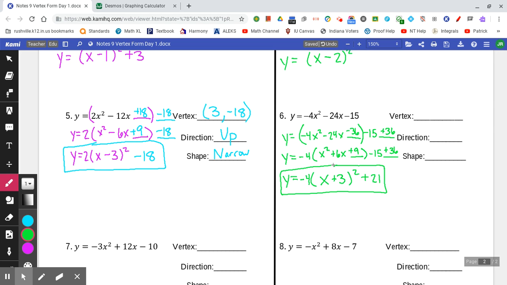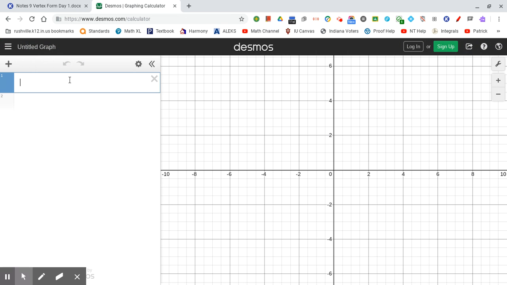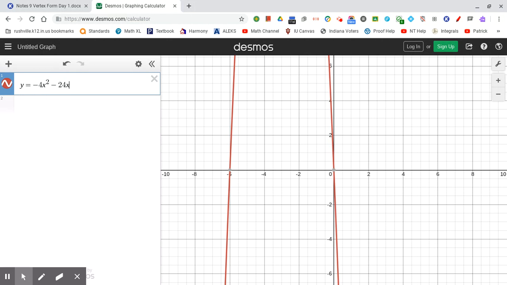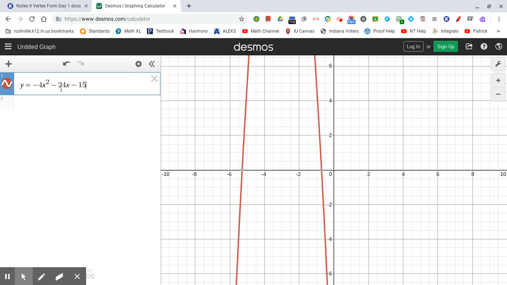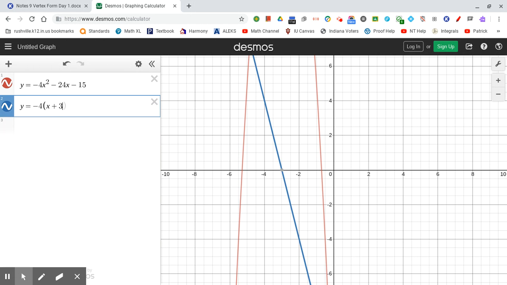And here, let me show you a good way, if you do have access to a graphing calculator, to check to make sure that you're right. Graph them in both ways. Graph the standard form. So this was negative 4x squared minus 24x and then minus 15. There's the standard form. Graph your vertex form as well. These two parabolas should be identical. All we did was take it from one form to another.